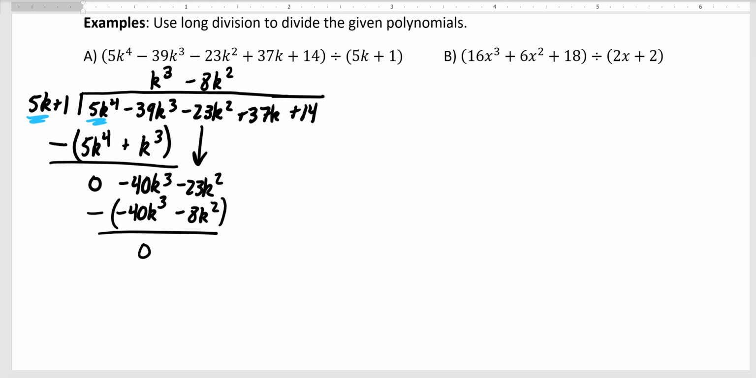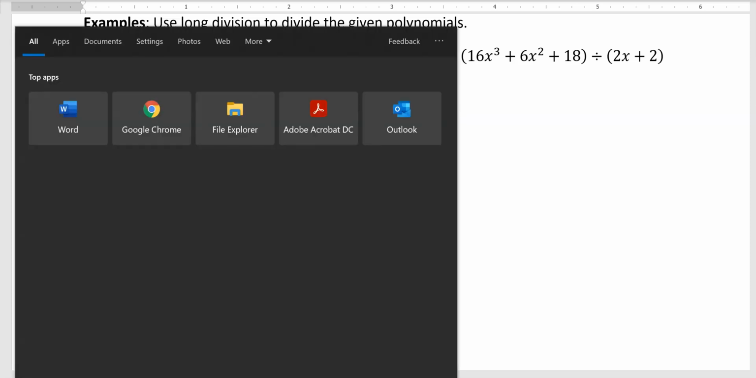So subtracting a negative would turn into addition. So this would become negative 15k squared. And we bring down positive 37k. So 5k times what?